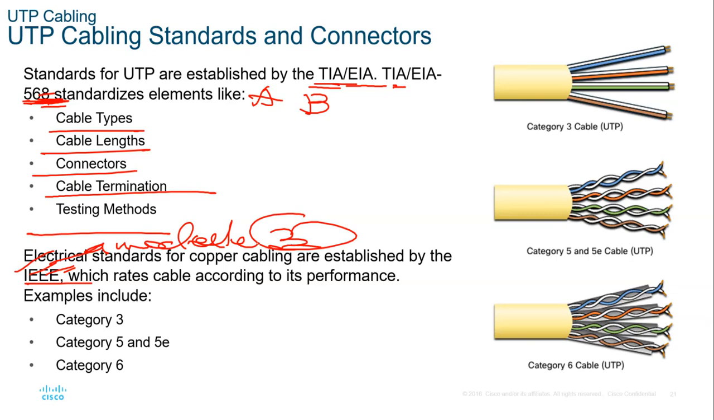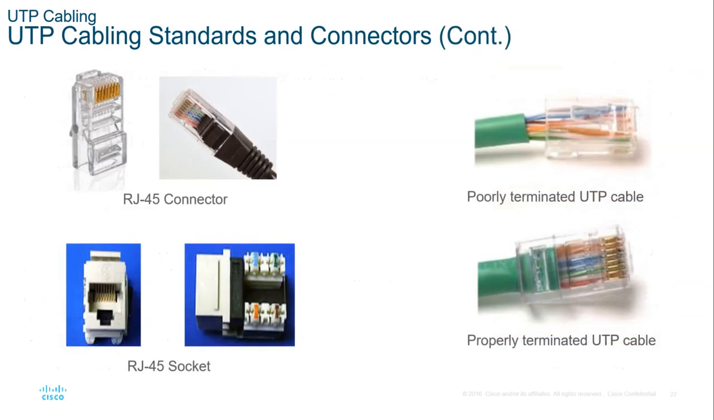So which rates cable according to its performance? The difference between all these is the performance and the quality. It's category 3, category 5, enhanced category 5, then category 6. When you look at this, this is not even twisted. But when you look at category 5 and then enhanced category 5, it looks like this. But when it comes to cat 6, the quality of the cabling improves. Okay? So that is cabling standards, and then the connectors.